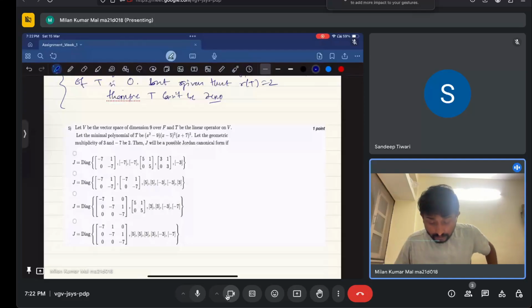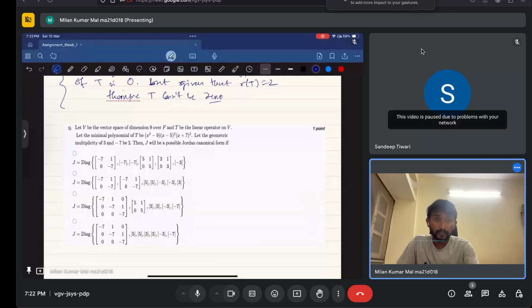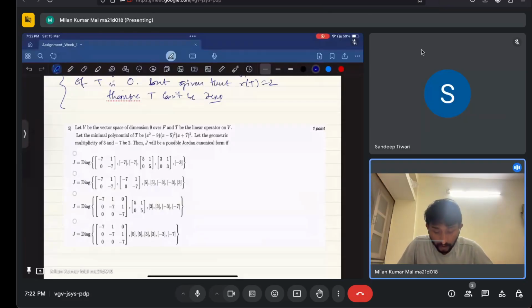So here it is, the question is: let V be a vector space of dimension n over F, and T be a linear operator on V. Let the minimal polynomial of T be this one. Let the geometric multiplicity of F3 be, okay.